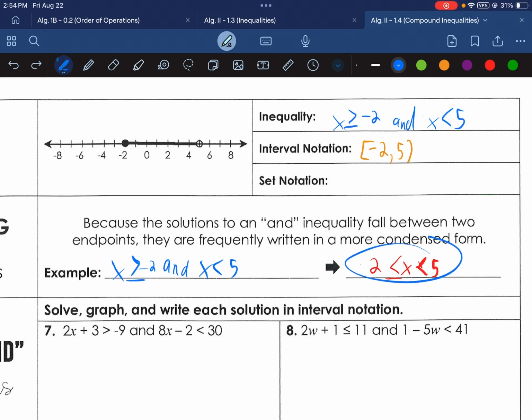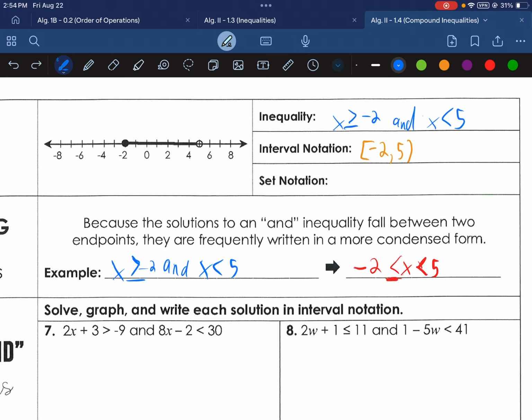And the reason why we write this as a condensed form is one, it's less writing, but two, it's a visual that x is between -2 and 5. Our solution is between those two endpoints. And so here we have a number on the left, a number on the right, and x is in the middle of them. It's bigger than the one on the left, it's smaller than the one on the right. And I lost my negative there at one point. And so these are always going to be less than symbols as we read them, or less than or equal to symbols depending on the specific problem.